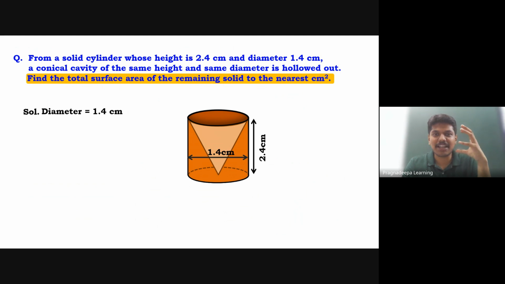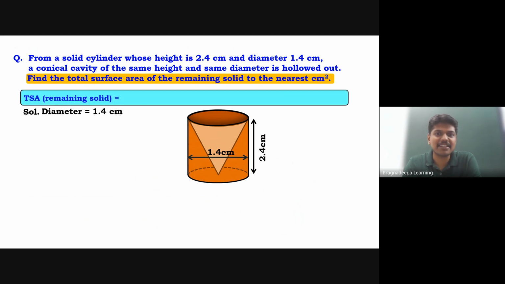So as soon as I see this figure, the first thing that should come to our mind is we have solved a very similar problem of finding the total surface area when you dig a hemisphere inside a cube. Or remember one more thing, if a cylinder is placed and on the top of it you place a cone, the same thing, nothing changes.